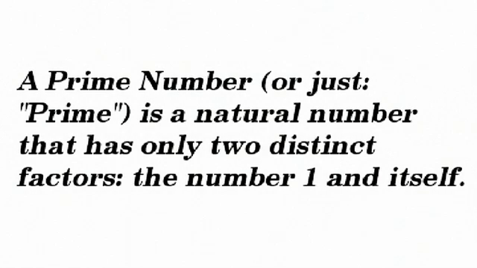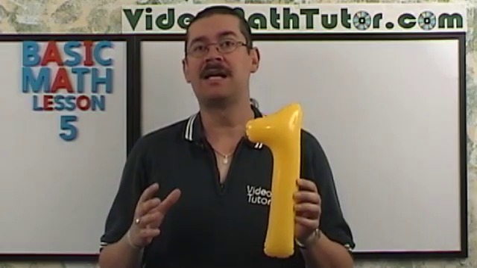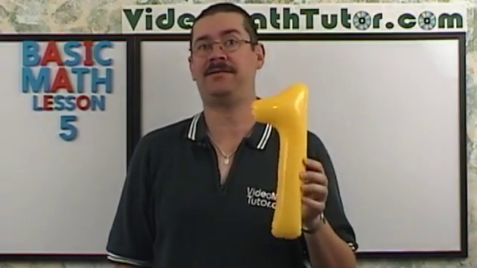A prime number, or just prime, is a natural number that has only two distinct factors, the number 1 and itself. You might be wondering, what about the number 1 itself? Is it prime? Well, no. It doesn't meet the definition of prime because it has to be two distinct numbers that are multiplied by each other. 1 is just multiplied by itself, so it only has one factor.